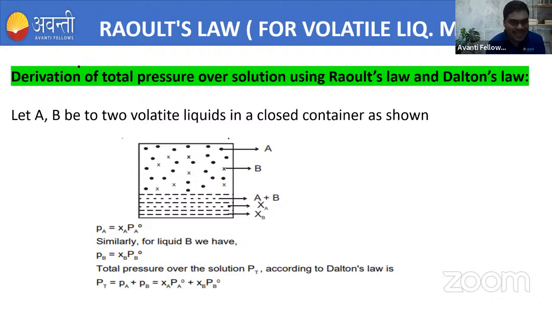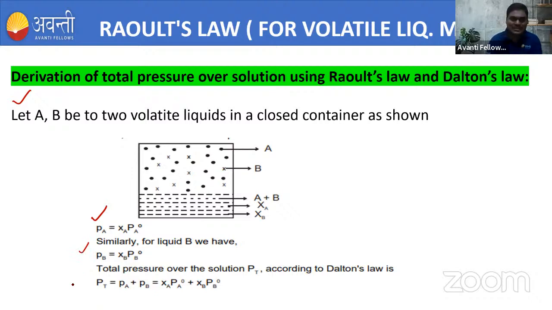Let's consider A and B as two volatile liquids in a closed container. In this case, the solute and the solvent are both liquids, so this is called a liquid-liquid solution. A is represented by this dark circle and B by this cross sign. Now, what is the partial pressure of A? We already know PA is equal to XA into P naught A. Similarly, for liquid B, the partial pressure PB is equal to XB into P naught B.